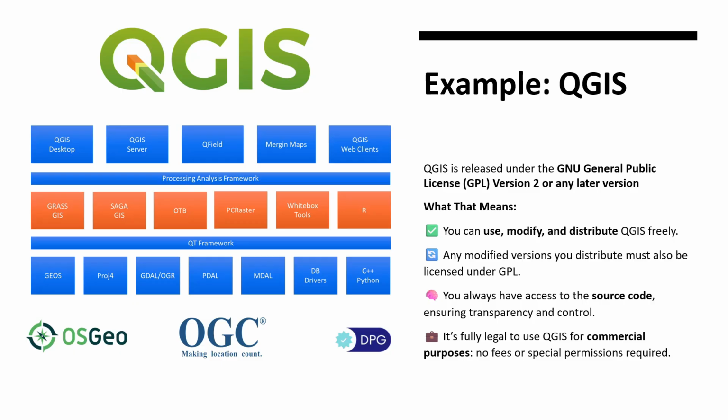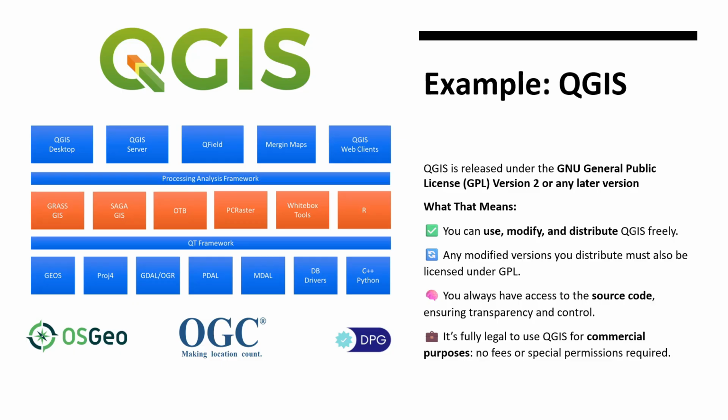Well, you can use, modify, and distribute QGIS freely. No hidden costs, no vendor lock-in. If you distribute a modified version, it must also be licensed under GPL, ensuring the same freedoms to others. You always have access to the source code. That means full transparency, auditability, and control. And yes, it's fully legal to use QGIS for commercial purposes. No fees, no special permissions, no legal gray zones.